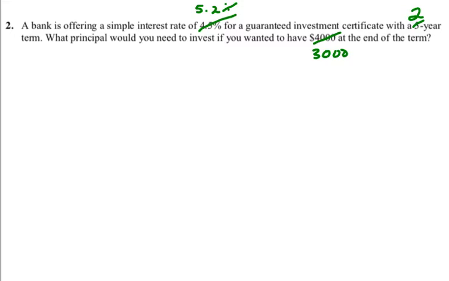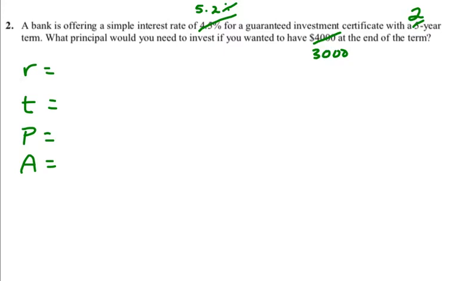Well, it means we're starting with some amount of money, we're investing it for 2 years at an interest rate of 5.2%, and it's a simple interest rate. And after those 2 years are over, we're going to have $3,000. So before we even do this question, we should know that the answer is going to be a little bit less than $3,000. So how do we do that?